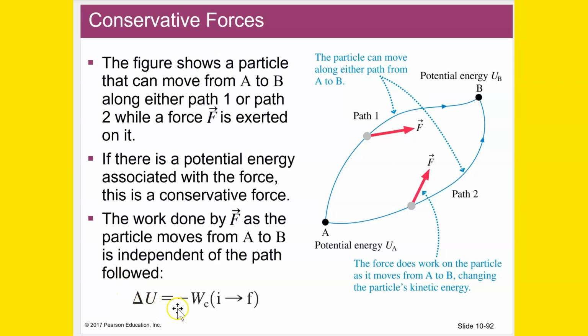So the change in potential energy equals the negative of the work done by the conservative force as it goes from some initial point to some final point. Now let's read what it says up here. The particle can move along either path from A to B. Force does work on the particle as it moves from A to B, changing the particle's kinetic energy. Alright.